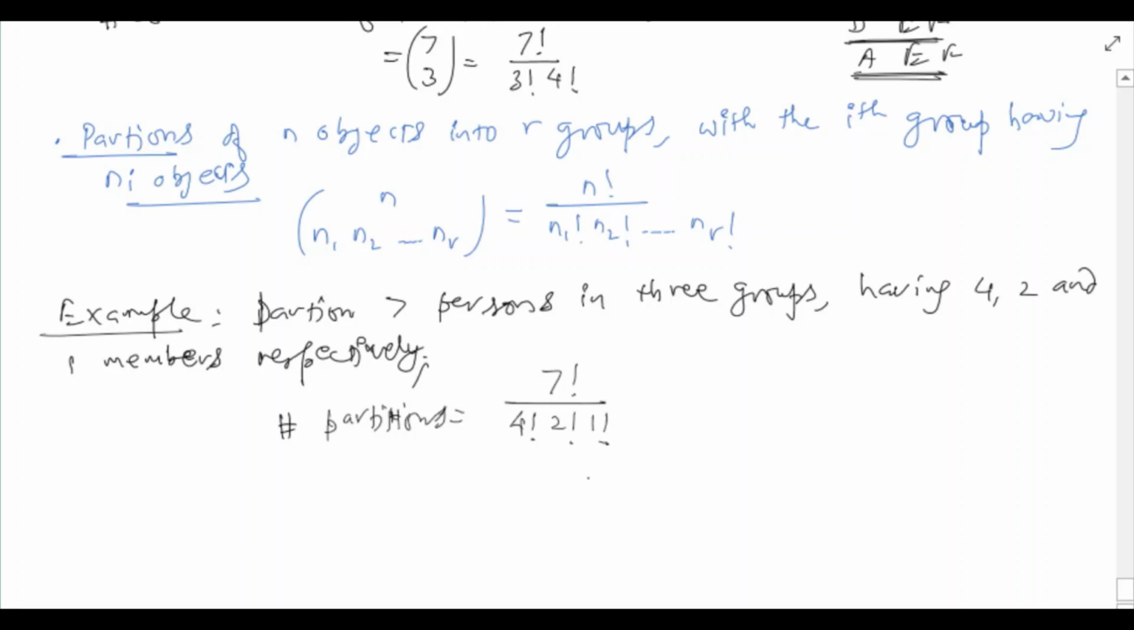Okay. These were a few results about counting. This brings us to the end of this lecture.